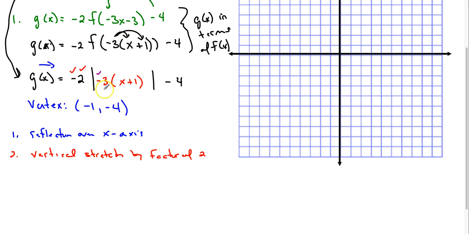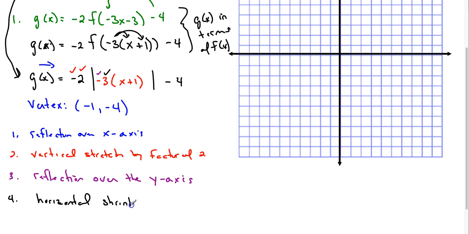Now we have a negative here. Beautiful. Reflection over the y-axis. Let's take care of the 3. What does that 3 do? It's inside. Horizontal shrink by a factor of 1/3. Good.